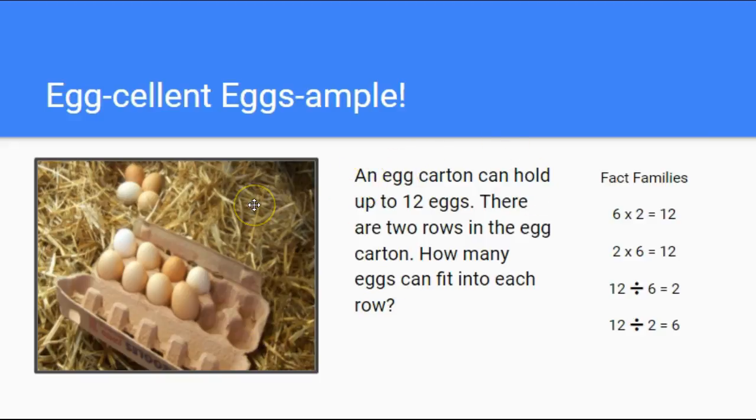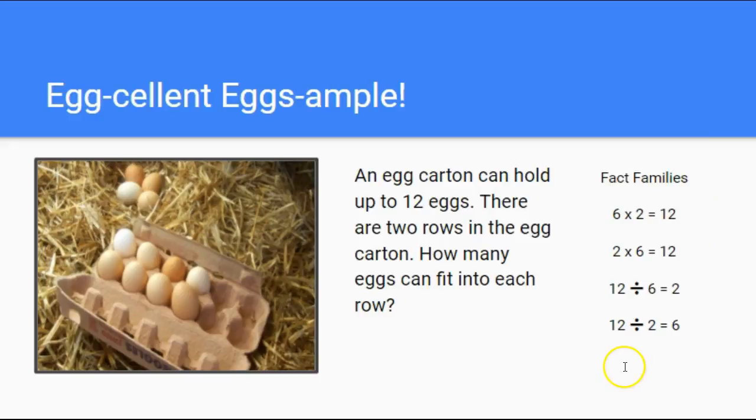So I looked at the picture and I asked myself, what kind of math question can I ask? And I created a division problem. So I used the information in the photo. An egg carton can hold up to 12 eggs. And there are 2 rows in the egg carton. So my question is, how many eggs can fit into each row?